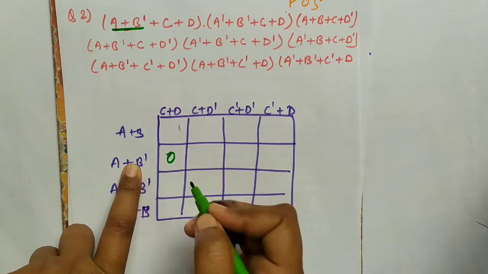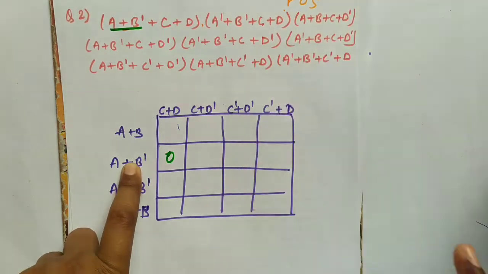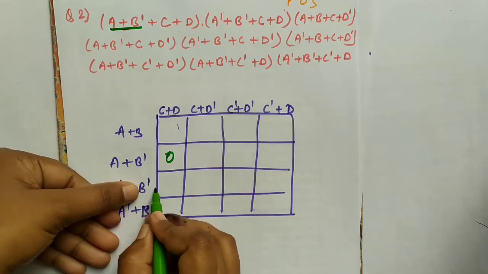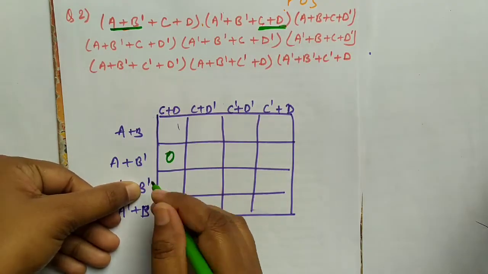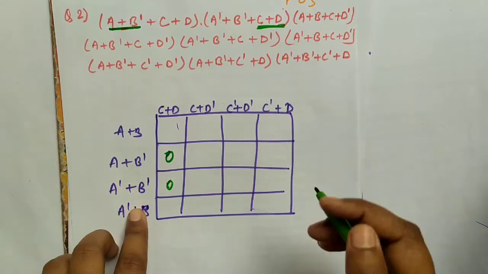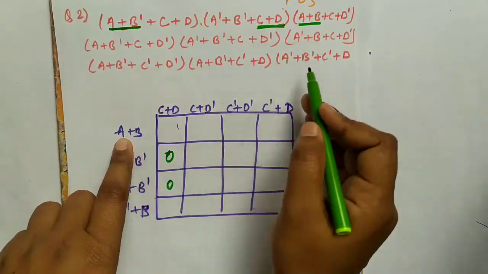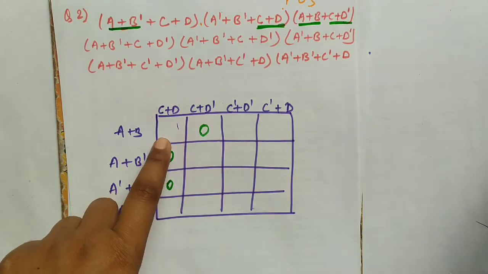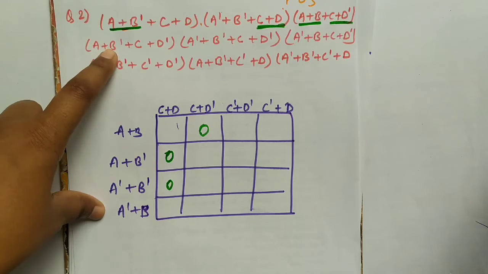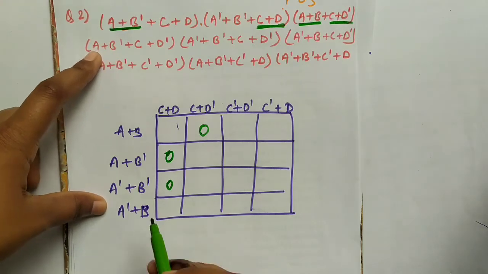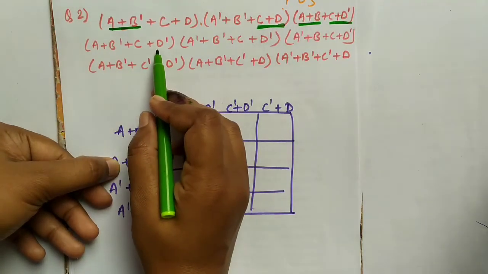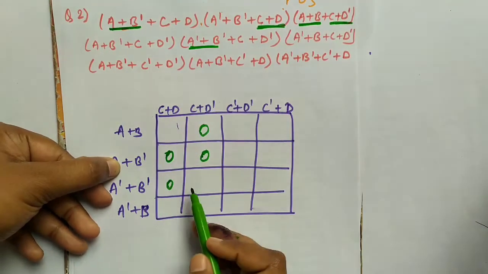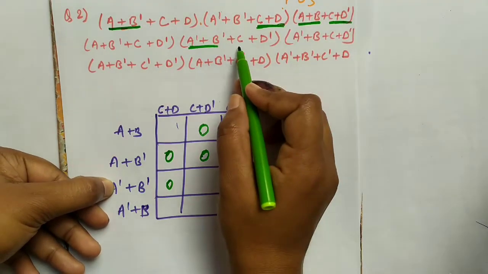So here we write 0 because it is a POS form. Next one is A dash B dash and CD, that means third row and first column. Then next one is AB, that means first row, and CD dash, that means second column, so we can put a 0. Next is AB dash, second row, and CD dash, second column. Next is A dash B dash and CD dash.